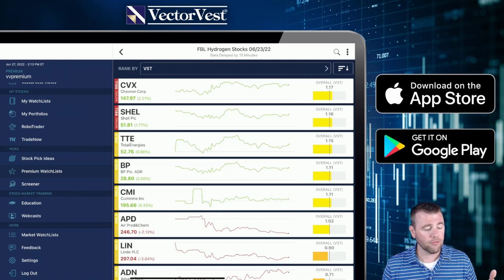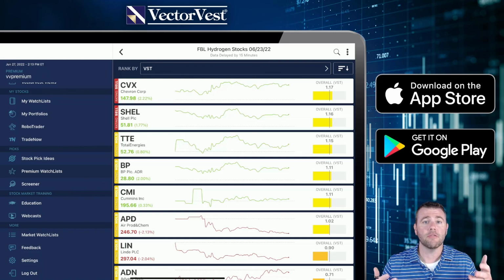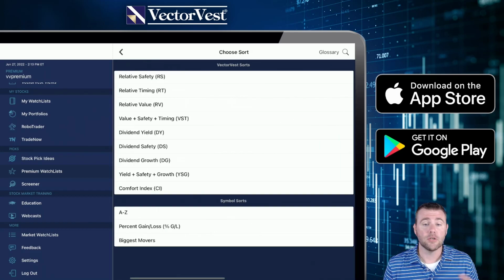So whenever you're going through these, you can easily re-rank or use the power of the VectorVest rank analysis by simply tapping on the rank by at the very top. If you're looking for more long-term plays, RS is definitely going to be the top shot. If you're looking for momentum, RT, and if you're looking for the best potential, but also may have a lot more risk involved with it, then RV is definitely going to be a good indicator to start with. But you also have a few different other options available that you can play around with to really find the stocks in this list that suit you the best.